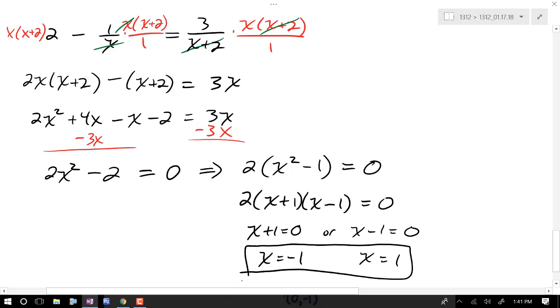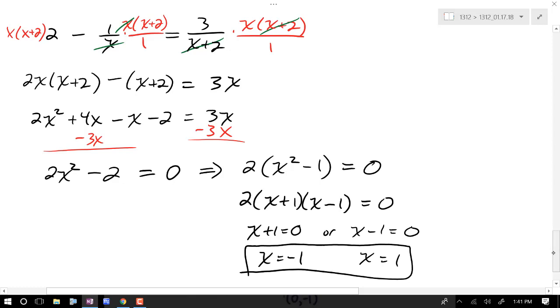One of the things you always want to check, and I didn't talk about it very much in the previous examples, but if you're solving an equation with fractions, one thing you want to check is that they are actually solutions. Not that the arithmetic works out, but that the only thing you need to check here is that it doesn't make you divide by 0.